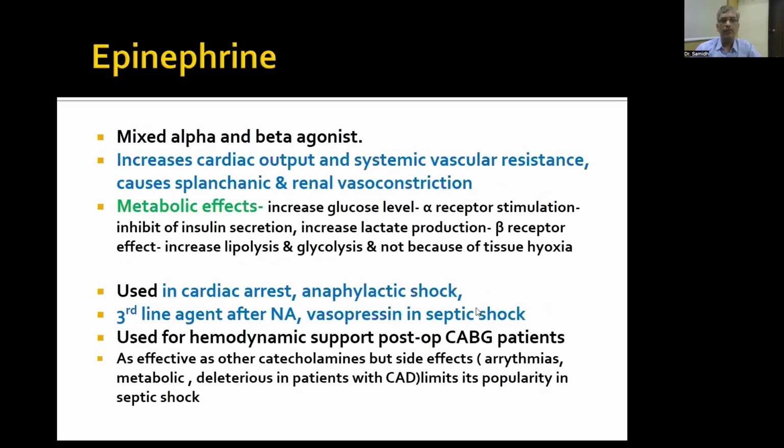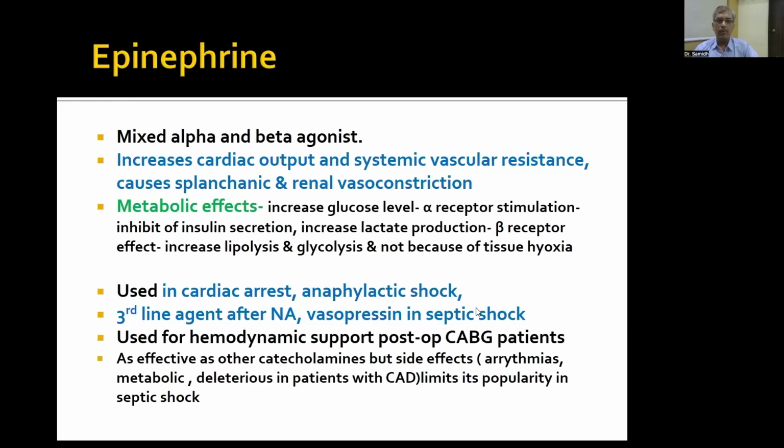Now coming to our first and the oldest vasopressor, that is epinephrine. Epinephrine actually has a mixed action. It has mixed alpha as well as beta agonist action. It increases the cardiac output, also increases the systemic vascular resistance, and also causes splanchnic and renal vasoconstriction.